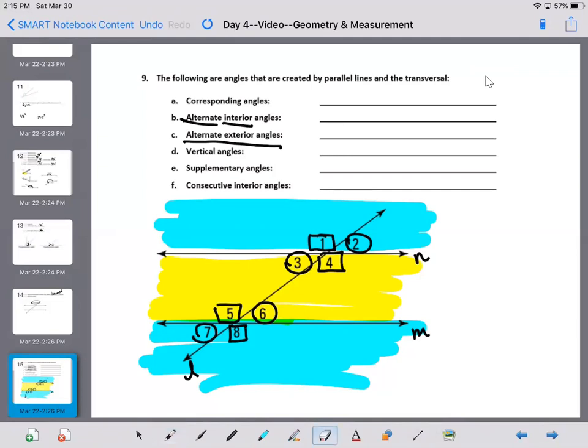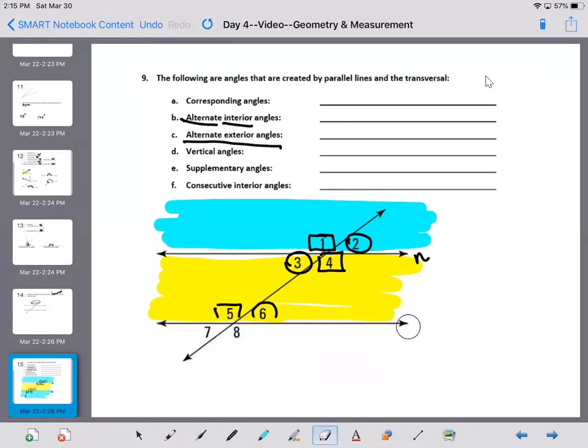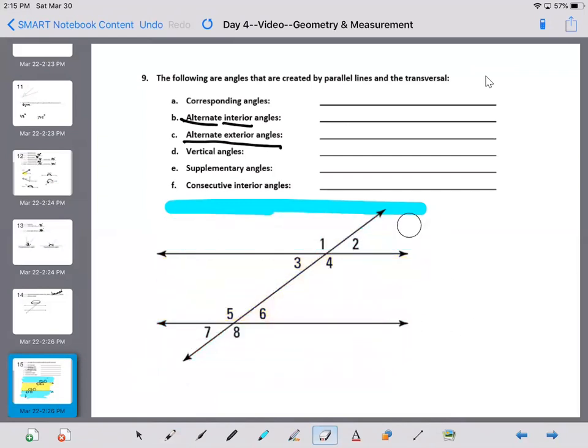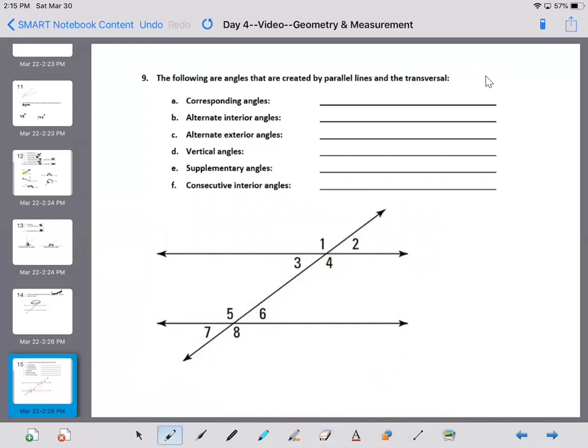All right, let's look at vertical angles. So what's an example of vertical angles? Angle 2 and angle 3 would be vertical. They're opposite. They're across from one another. And they have to be the same size. They're both acute. Notice that angle 1 and angle 4, they're both opposite of one another. They're both obtuse. Angle 5 and angle 8 are vertical angles.